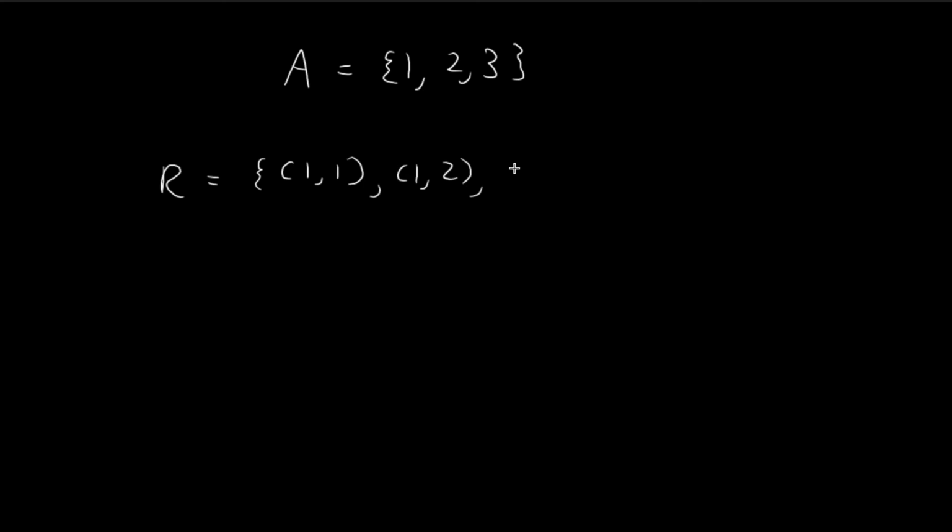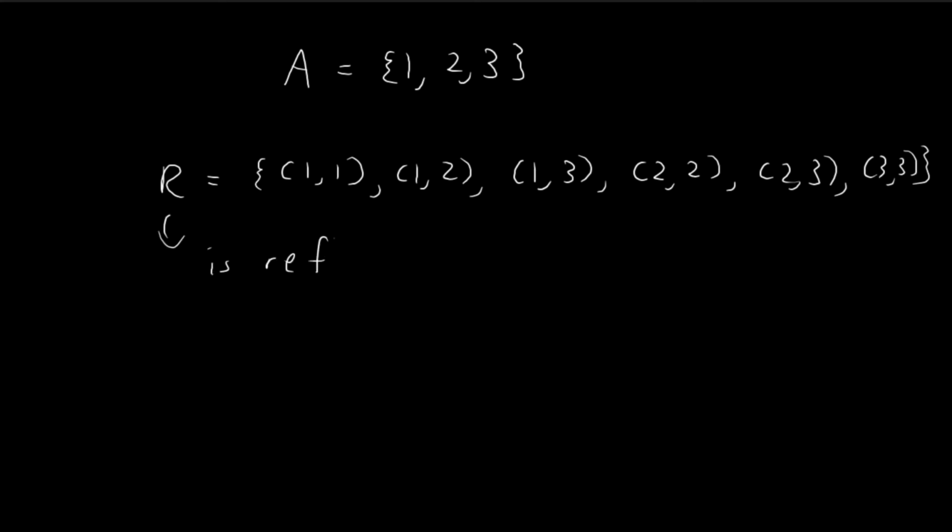Now let's take a look at another example. Let's suppose A is still the set consisting of the numbers 1, 2, and 3, and this time let our relation be the set consisting of the ordered pairs (1,1), (1,2), (1,3), (2,2), (2,3), and (3,3). So this is our relation this time. And in this case, this is reflexive.